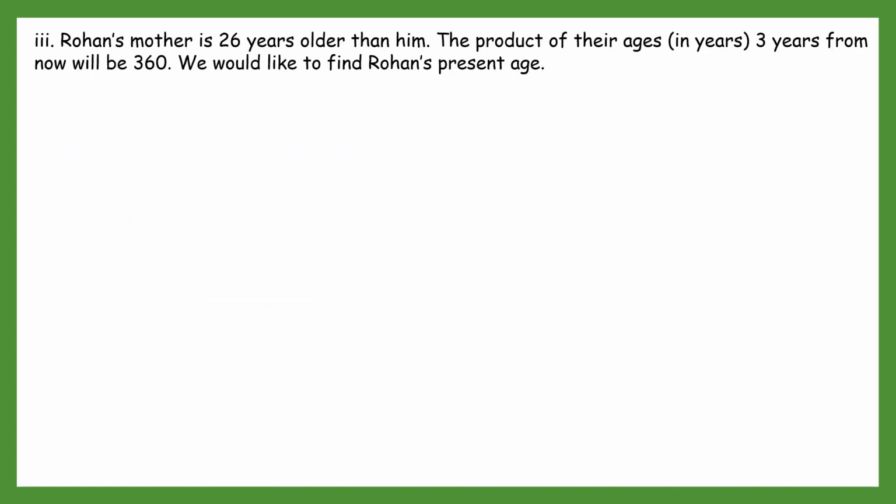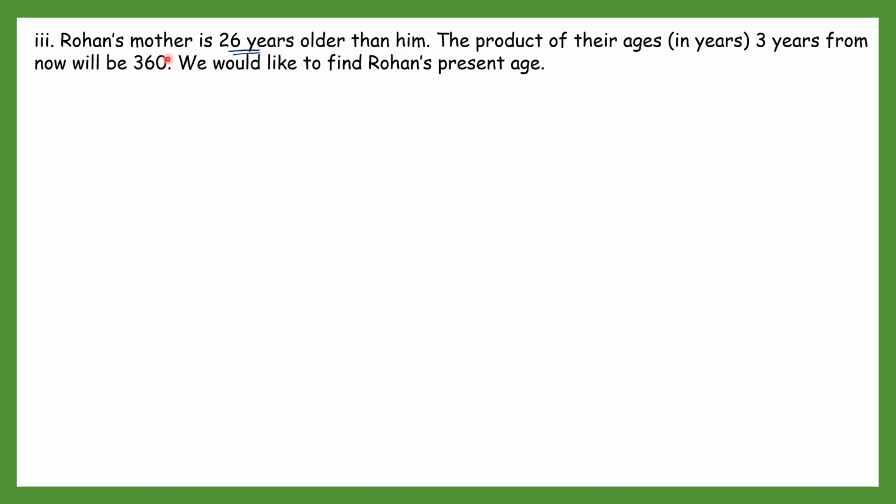Next question. Rohan's mother is 26 years older than him. The product of their ages 3 years from now is 360. Okay, this situation you should represent in the form of a quadratic equation. If you observe here, Rohan's mother is 26 years older than him.